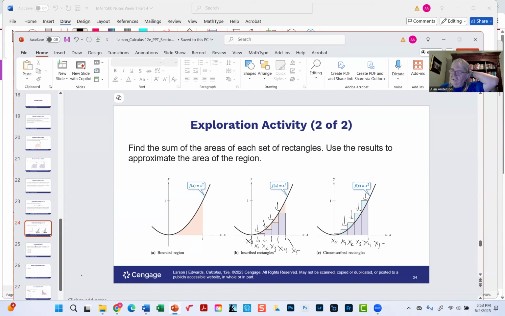You can see that neither one of these is correct. On the left, the area of the rectangles is too small, and on the right, the area of the rectangles is too large. But if we keep shrinking the widths of these rectangles, they'll both eventually meet in the middle and give us the correct area.